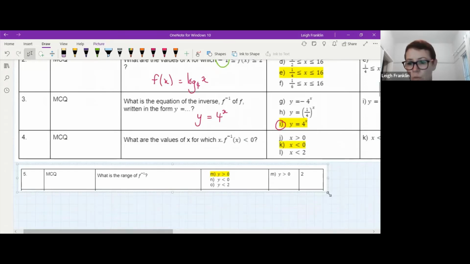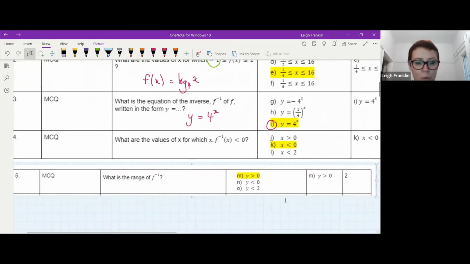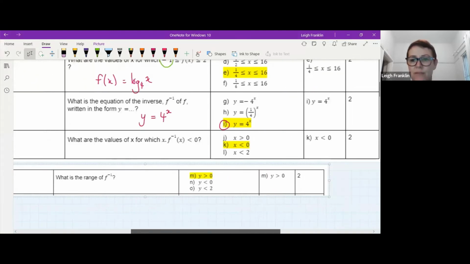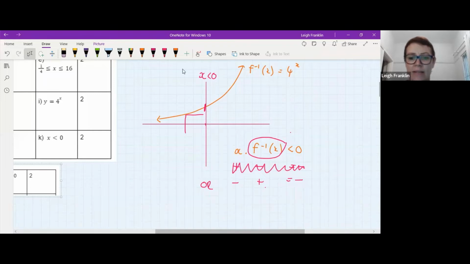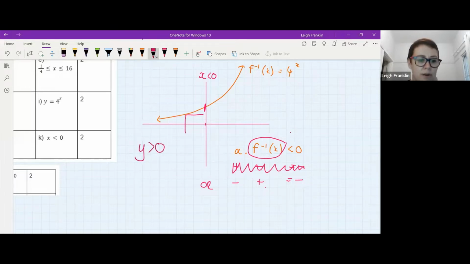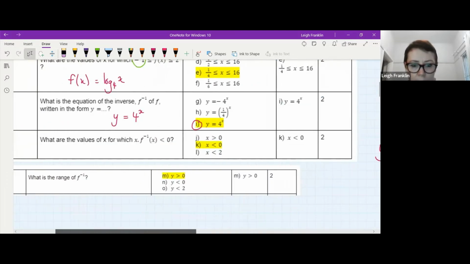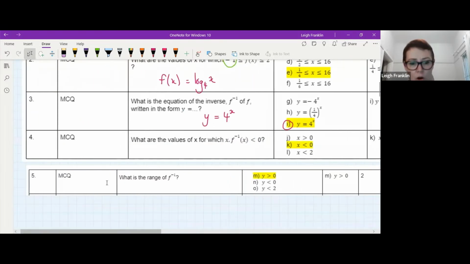And then the last one, they asked us a question about the range. All right, so the range is the set of output values. And as we have already discussed, your output values are always going to be greater than 0. So the line y equals 0 is the asymptote. So the range is going to be any value of y that is greater than 0. And that's why we would have chosen M as our answer for that particular question.